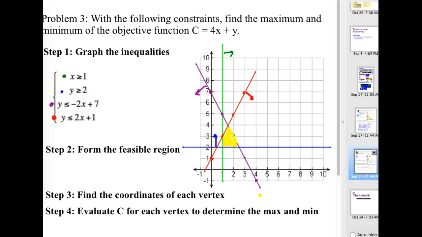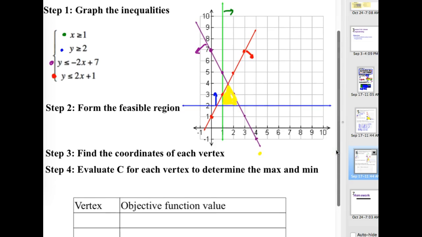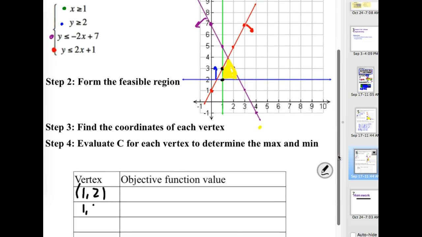So in terms of finding the vertices, this is again why I color code my inequalities, so I can tell which 2 am I looking at right now. All right. So for the first one, we've got a point here. We can tell what that is, right? What are the coordinates of that one? 1, 2. Okay. And this one is still pretty obvious, right? 1, 3. Okay. The other 2 are a little harder.